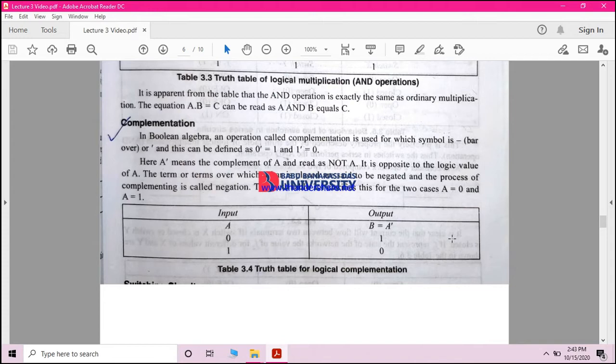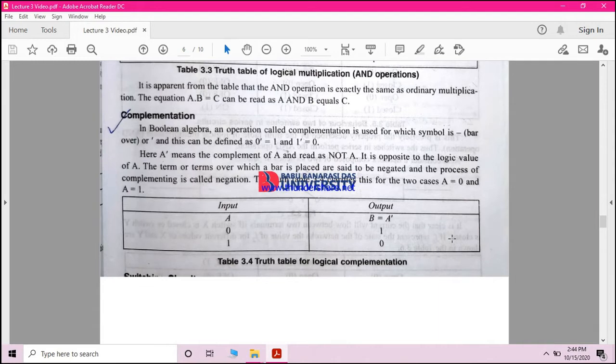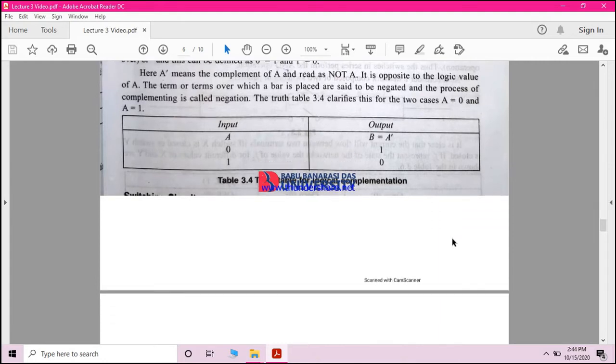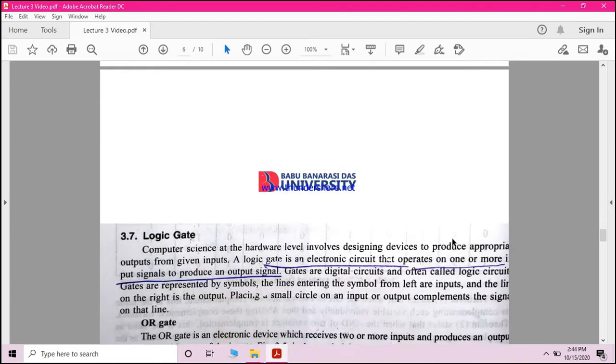It is the opposite of the logic value of A. Suppose the logic value of A is 0, then A complement will be 1. And in the same way, if the logic value of A is 1, then A complement will be 0. The term or terms over which a bar is placed are said to be negated, and the process of complementing is called negation. This table specifies the output of a complement operation, where when the input is 1, the output is 0, and when the input is 0, the output is 1.